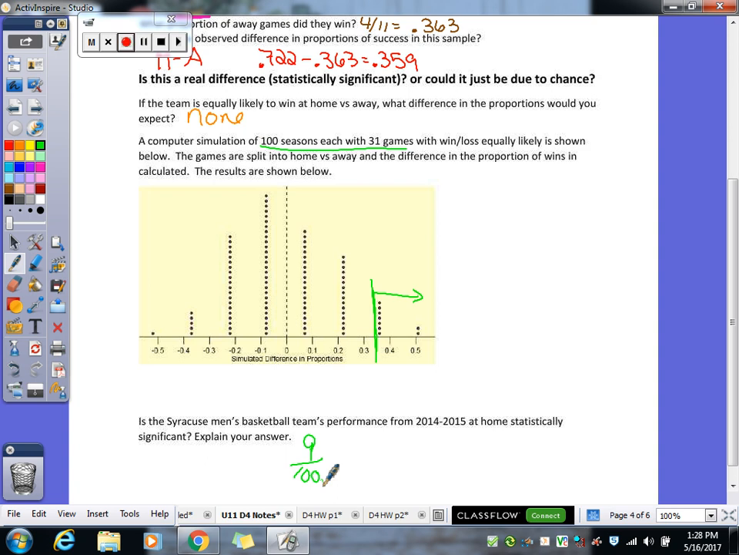So what is our percentage? 9%. So now 9%, that still is a pretty low percentage. So this is still pretty rare to happen, but it does not fall within our 5% that we say is our cutoff. So it's not statistically significant. So it's pretty rare, but not statistically significant.